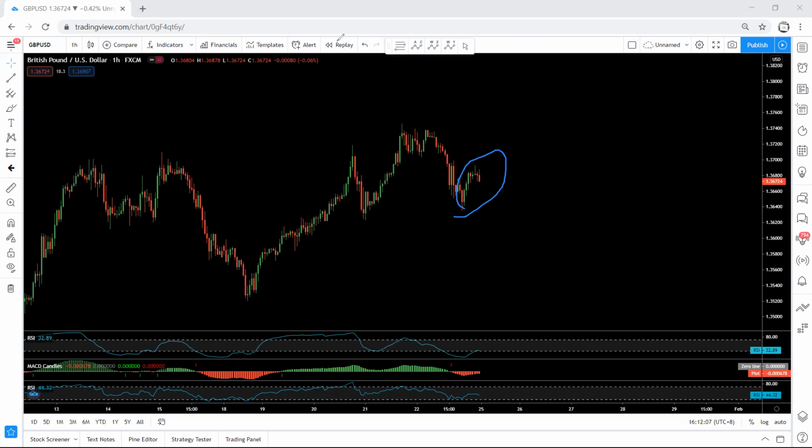Anyway, we don't have any trade setup. We just wait for the market to open. We see what we'll get from here. Then from there, we make a decision.